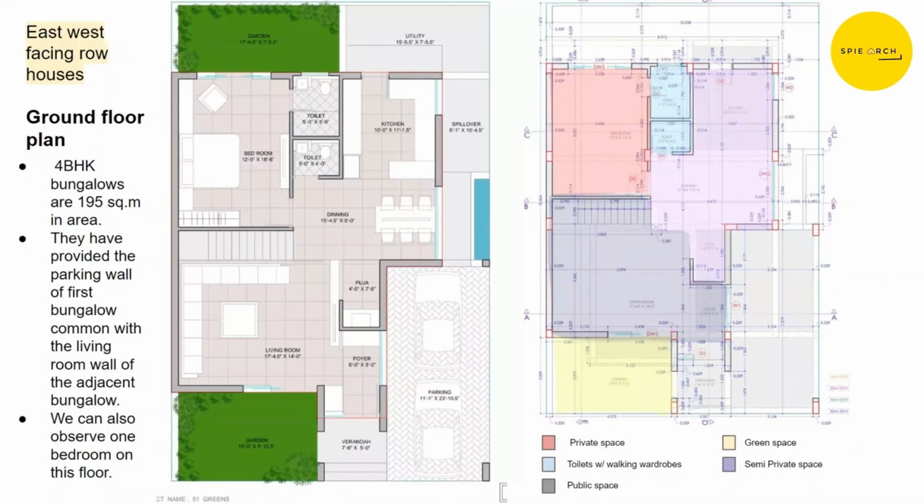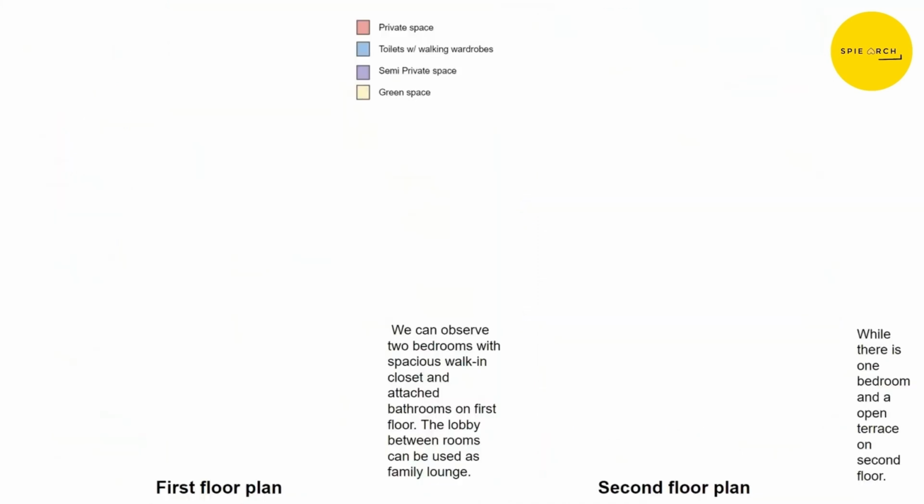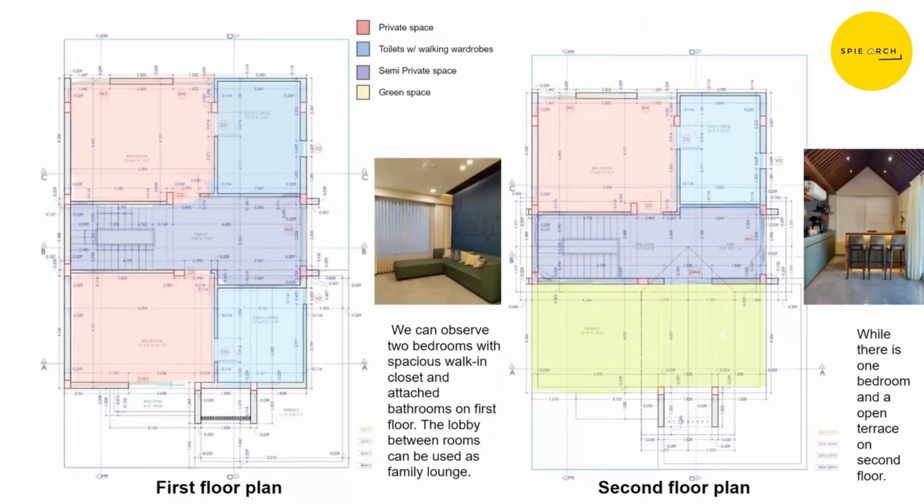They have provided parking space to each row house, a small garden in front of the house as well as in the back side, and we can observe the living room, kitchen, dining, as well as 1 bedroom on the ground floor. On the first floor plan, we can observe 2 bedrooms with 2 connected toilets with walk-in wardrobes, and they have also provided a family lounge area in the connecting space of the 2 bedrooms. On the second floor plan, they have provided 1 bedroom with its toilet and walk-in wardrobe, while they have an open terrace that can also be utilized as a green space.